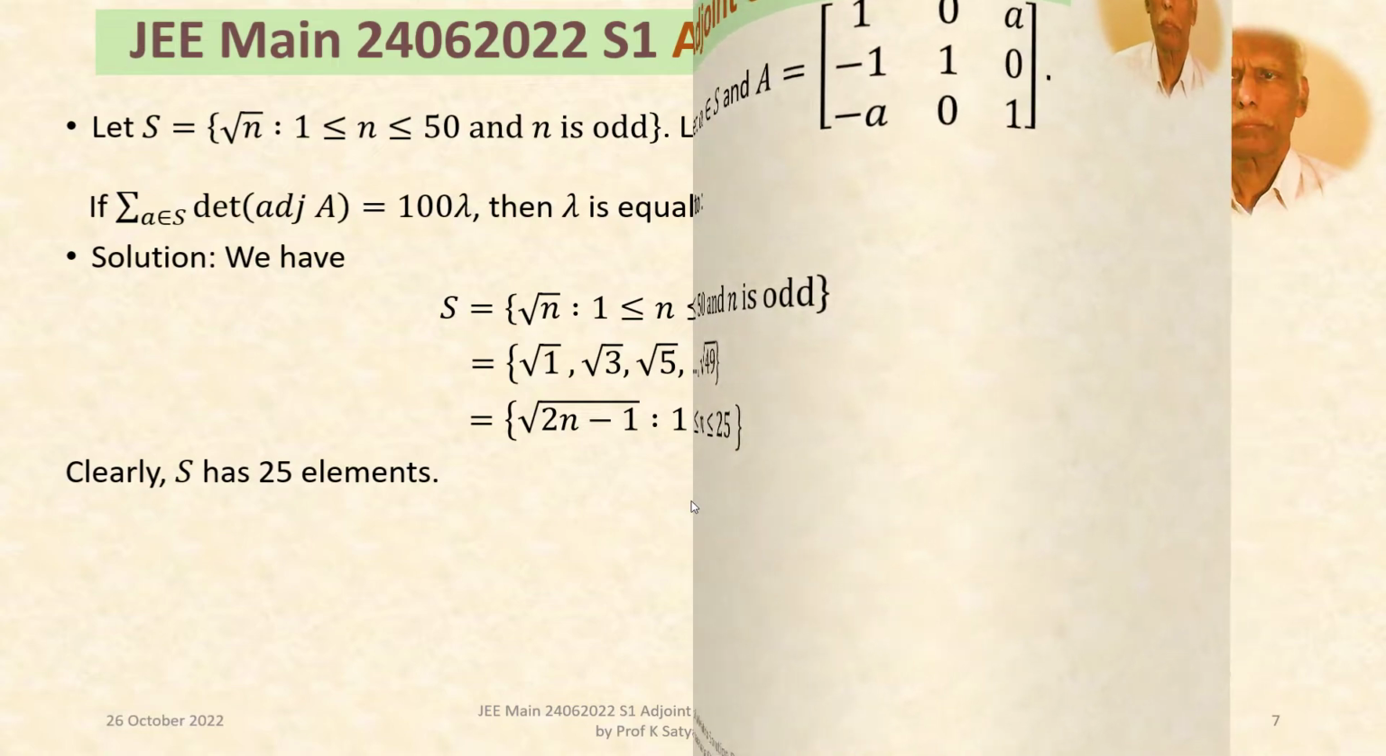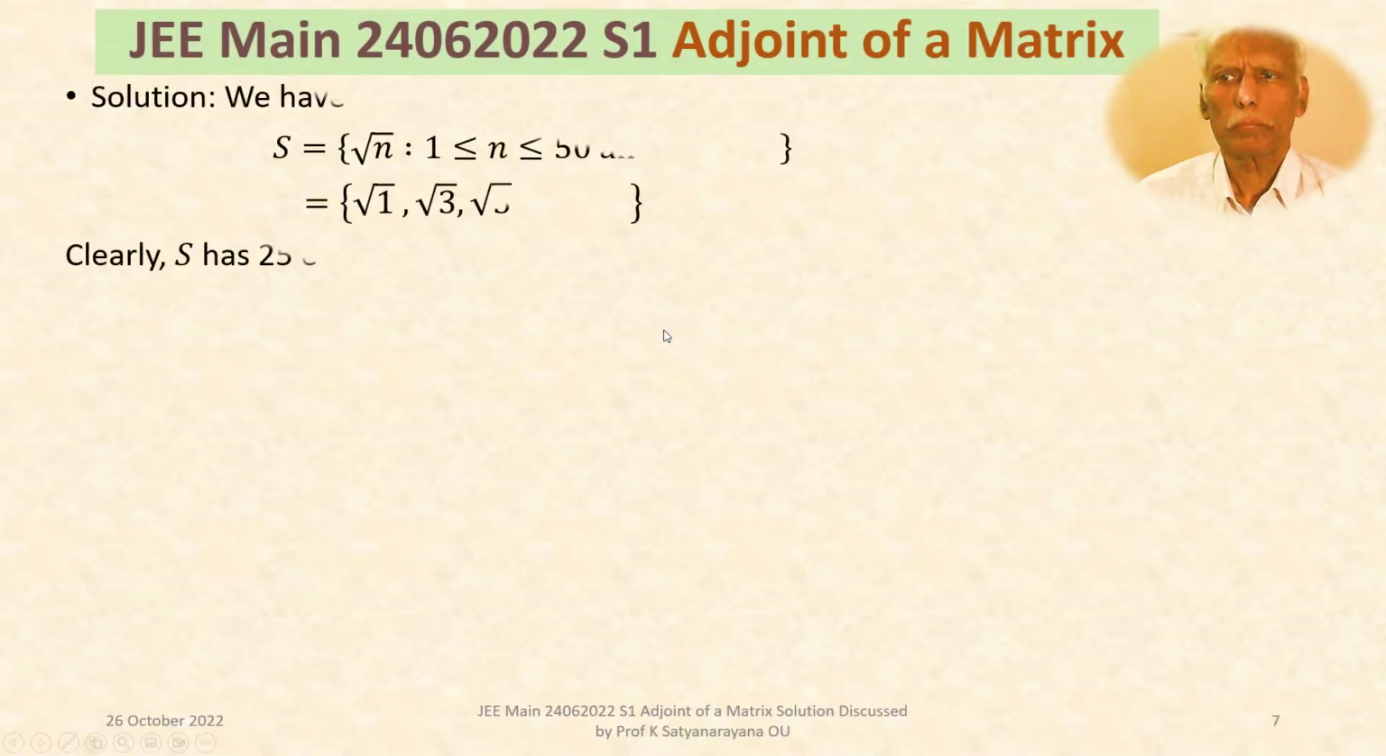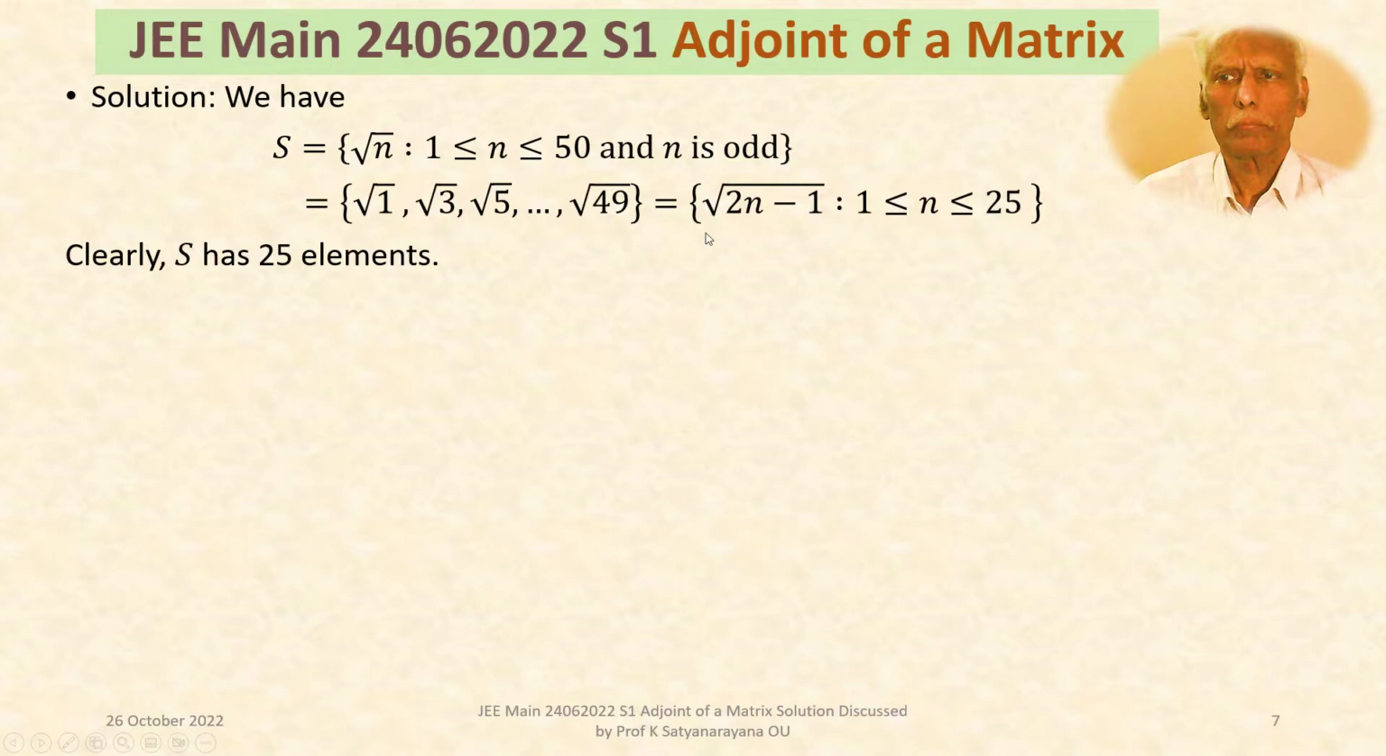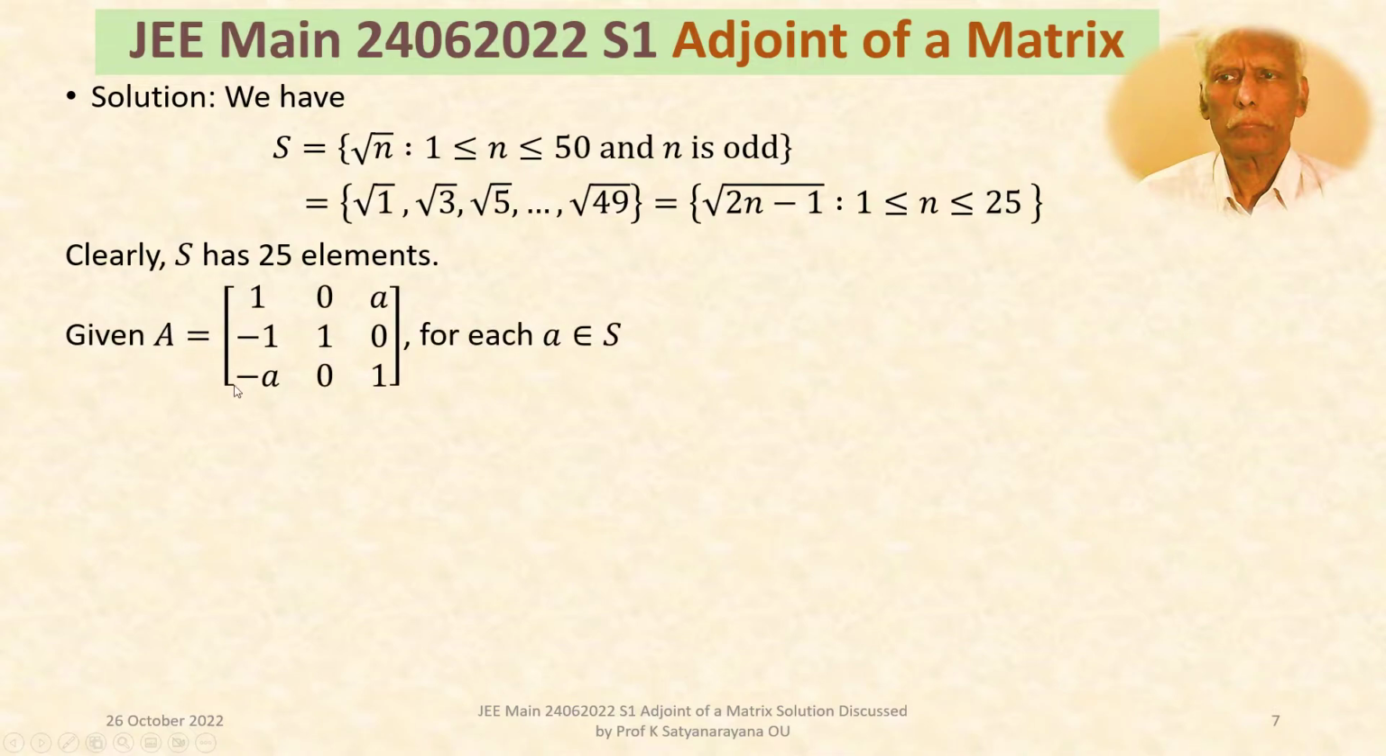Okay, we continue in the next slide. So, we have S equal to the set of all root of 2n minus 1, where n takes values 1, 2, 3 up to 25, and therefore S has 25 elements. Given A is this 3 by 3 matrix, where a belongs to S. That means for each a belonging to S, a 3 by 3 matrix is given. How many a's are there? 25 a's are there in S. So therefore 25 matrices we will get.